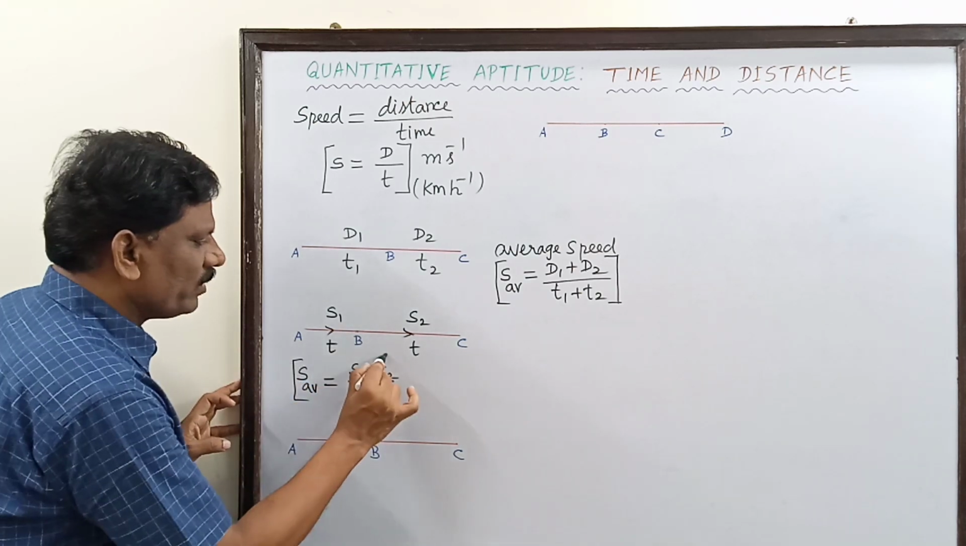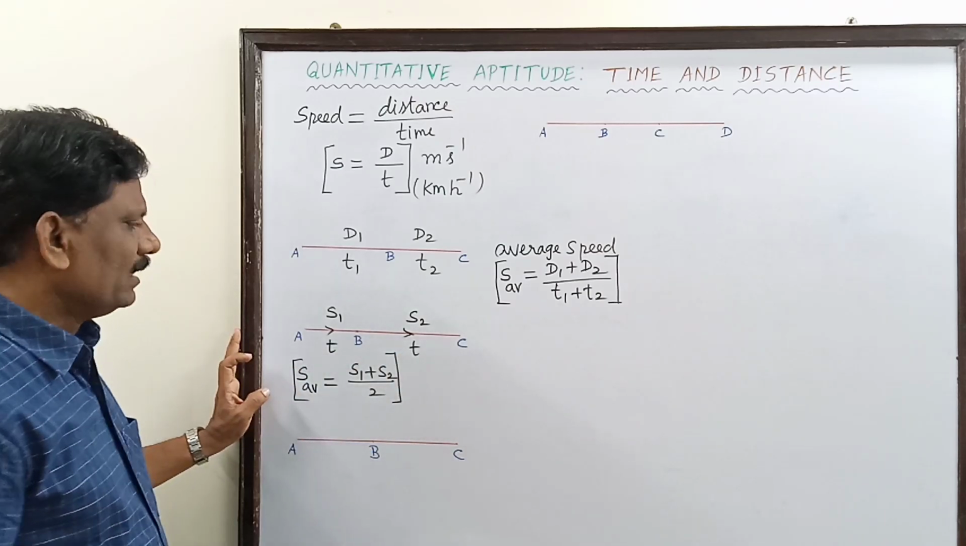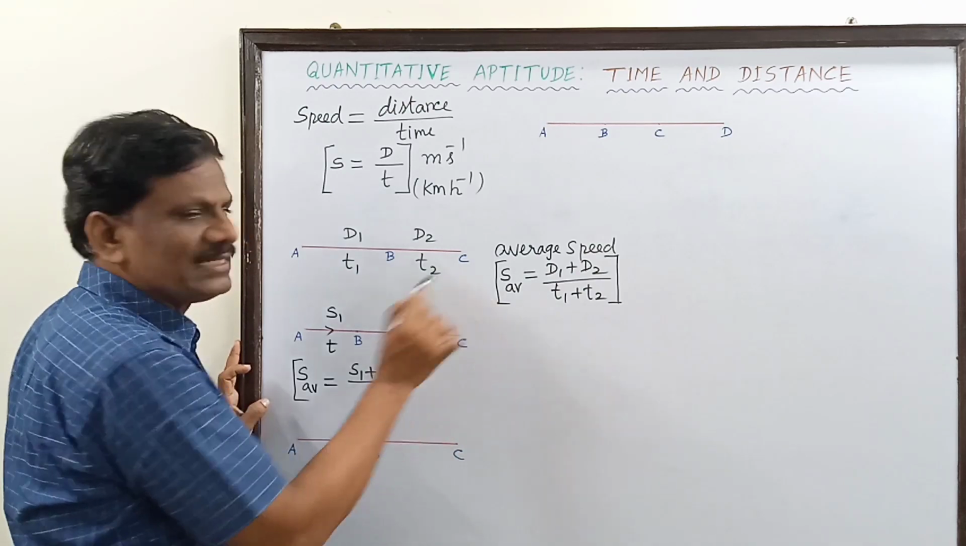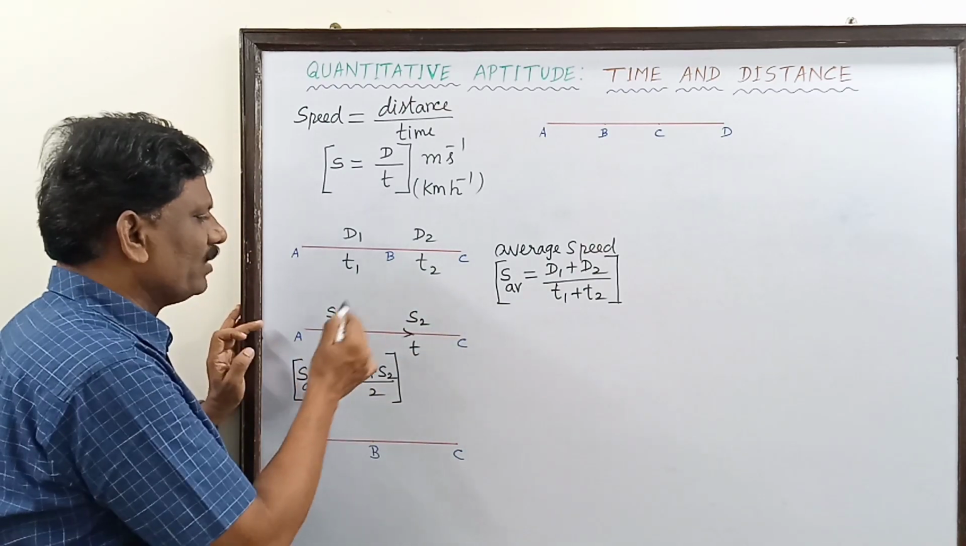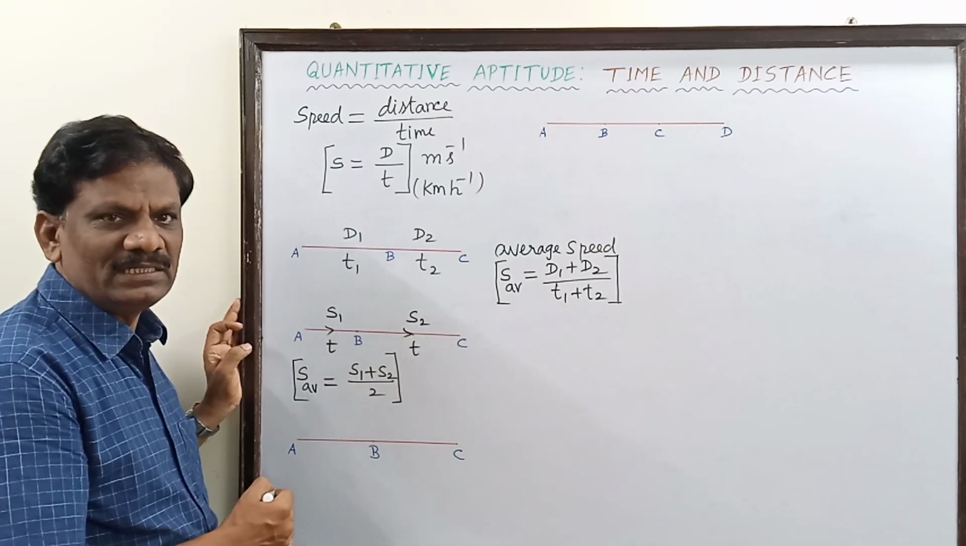This can be used only when the time intervals are the same. Suppose in another interval t it is traveling with the speed S3, then it will be S1 plus S2 plus S3 by 3 because the number of time intervals will be 3.